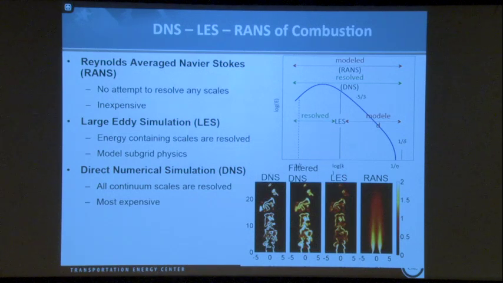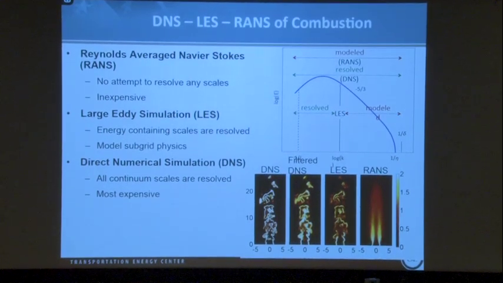And when you filter the DNS equations, you end up with the large eddy simulation showing the resolved scale LES, and you'd have to model the information that's on the unresolved scale underneath of it. And then if you average that, this is what the corresponding RANS picture looks like. So you can see a lot of the detail from the DNS is lost when you get down to a RANS level.